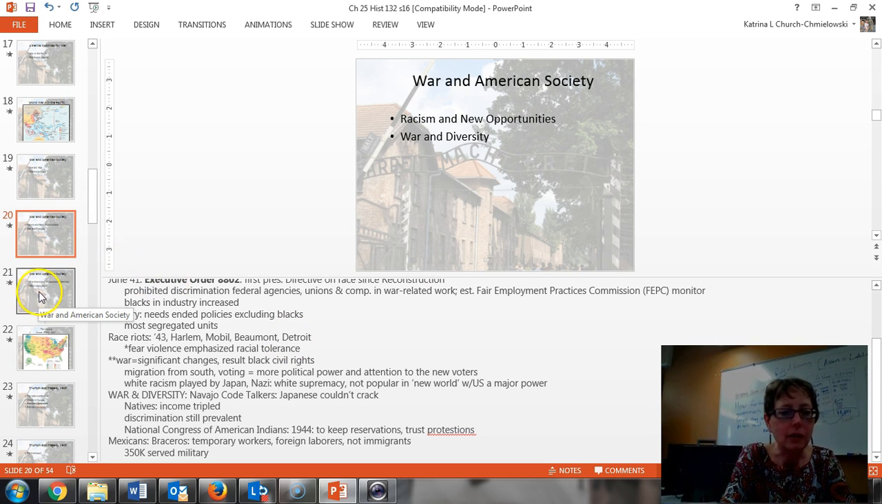You have Mexicans being brought in as temporary workers, not immigrants, but temporary workers who were going to go back to Mexico after the war effort, but they needed to fill factories. There just weren't enough people to work.